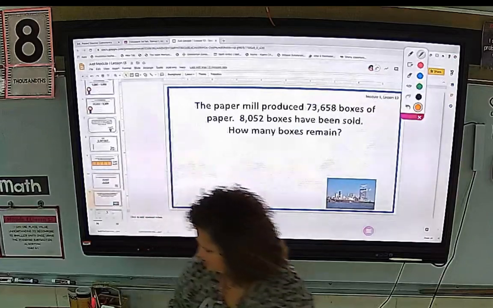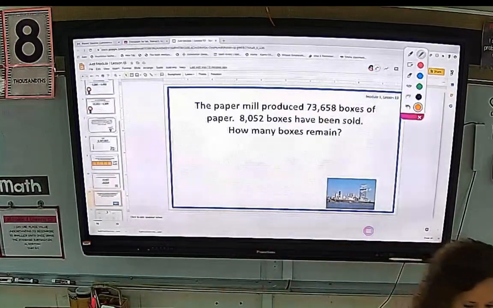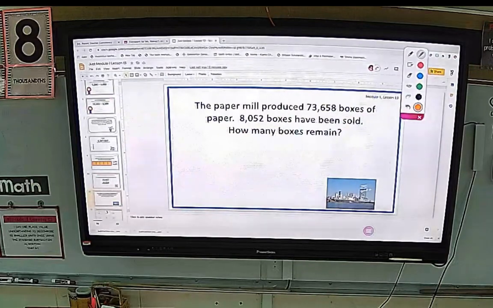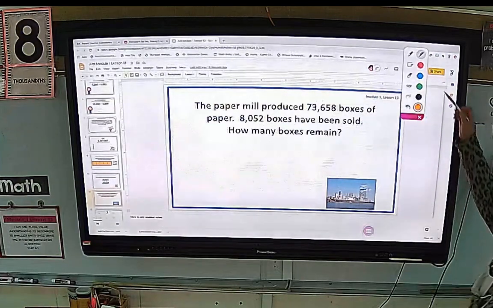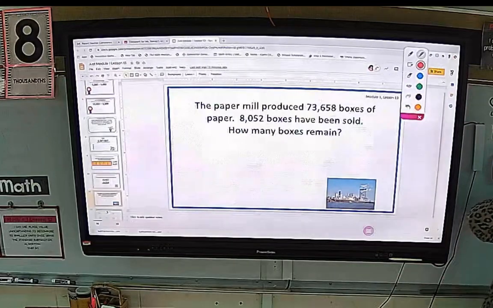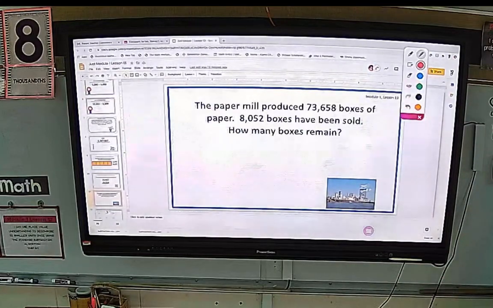All right, this is our last practice problem before we talk about our problem set. But this time it's got sentences wrapped around it. Are we going to run for the hills? Or are we going to, no, we're not going to let that bother us. All right, Bailey, can you read that nice and loud? The paper mill produced 73,658 boxes of paper. 8,052 boxes have been sold. How many boxes remain? Okay.